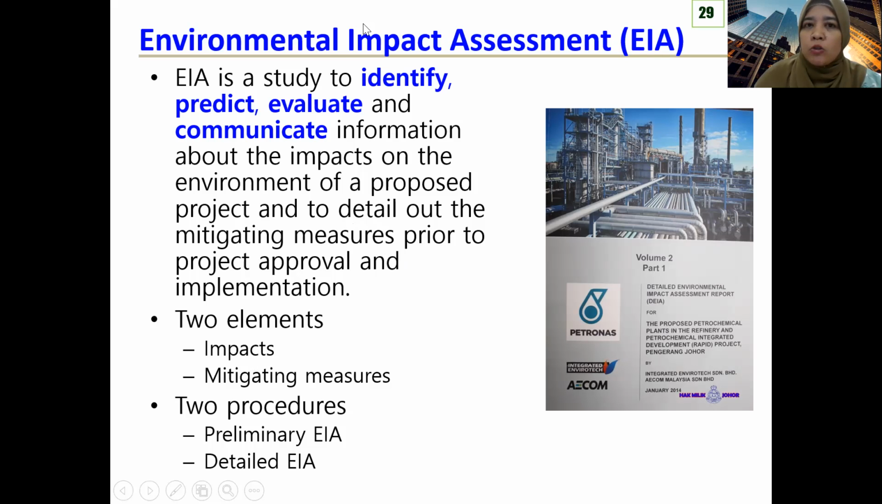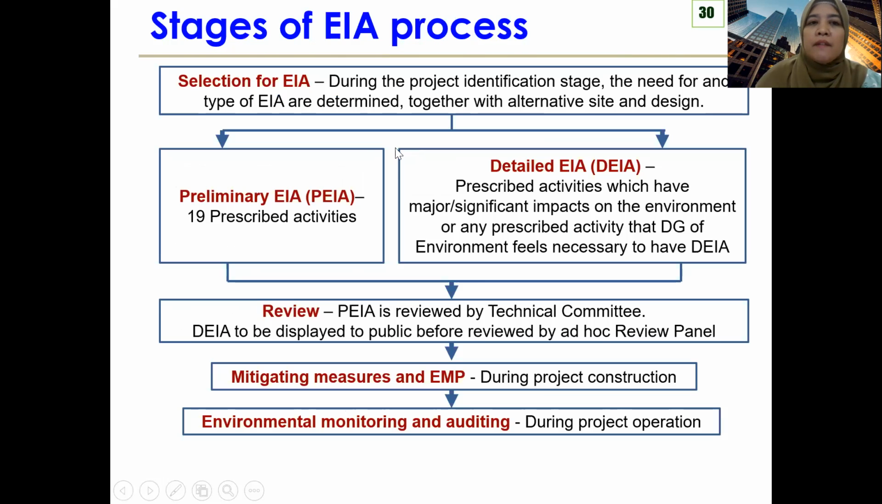And there are two elements to EIA: the impacts, and the second element is the mitigating measures, as I mentioned just now. Two procedures, the preliminary EIA and also the detailed EIA. So you have here PEIA and also DEIA. Okay, selection. You see the stages of the EIA process, beginning with selection for EIA, whether the project falls under prescribed activities or not. During the project identification stage, the need for and type of EIA are determined together with alternative site and design.